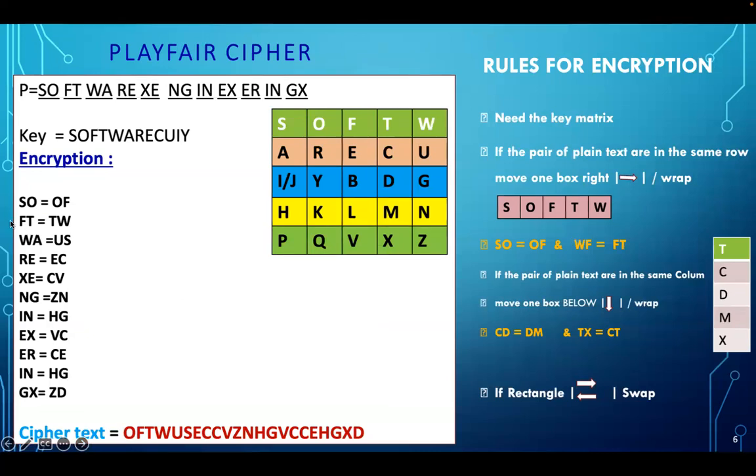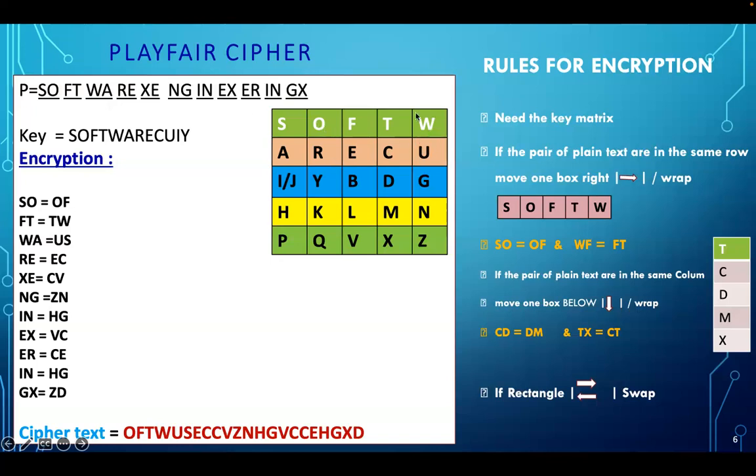Let's see an example. Our plaintext is SO. Our first pair is SO. This is in the same row, so we have to move one box right. One box right is OF. So our encryption of SO will be OF. Then for FT, this is also in the same row, so we move one box right, which will be TW. Then we have WA.